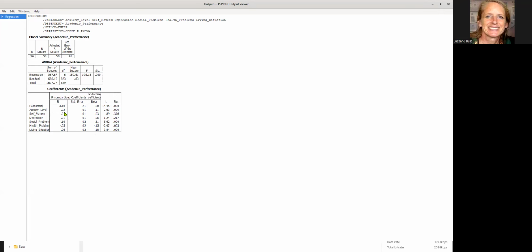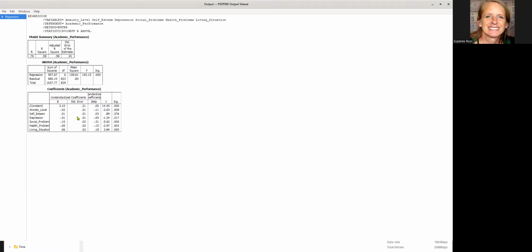And each of these numbers right here under B relate to those B weights that we multiply times each person's score to get a final outcome. We can see that t-tests are conducted within this framework to determine which of these predictors are significant. In this instance, we have a significant predictor for anxiety. As anxiety goes down, we have a negative sign there.